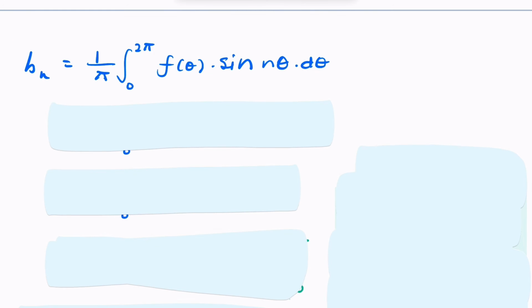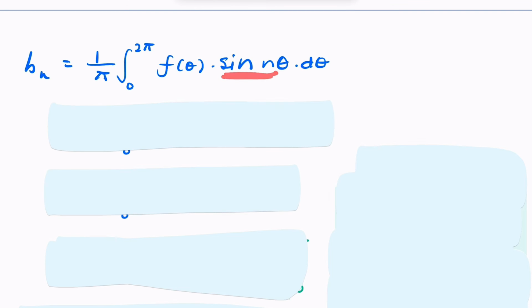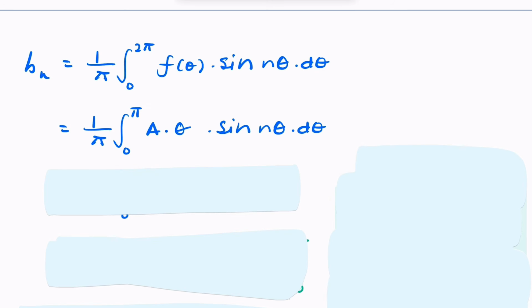Now remember, what we need to do is find a naught, an, and now bn, the Fourier coefficients. And now I'm going to start working on bn, and it's exactly the same. Same expression, except the cosine has been replaced with a sine. And again, we're going to split the integral into parts from 0 to pi, and then from pi to 2 pi, it's just 0. So we're going to focus on the first part of the expression.